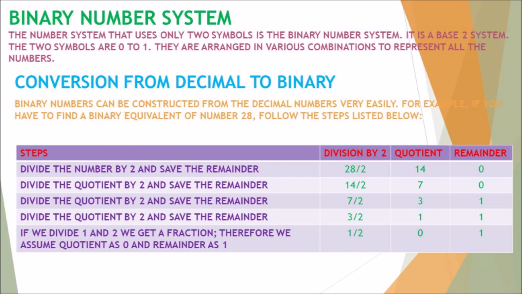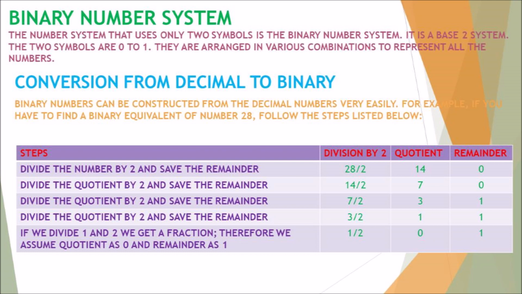So how is a decimal number converted to a binary number? Binary numbers can be constructed from decimal numbers very easily. We have to divide the given number by 2, because we are converting decimal into binary, and the base value for binary is 2. Here the given number is 28. First we divide 28 by 2.